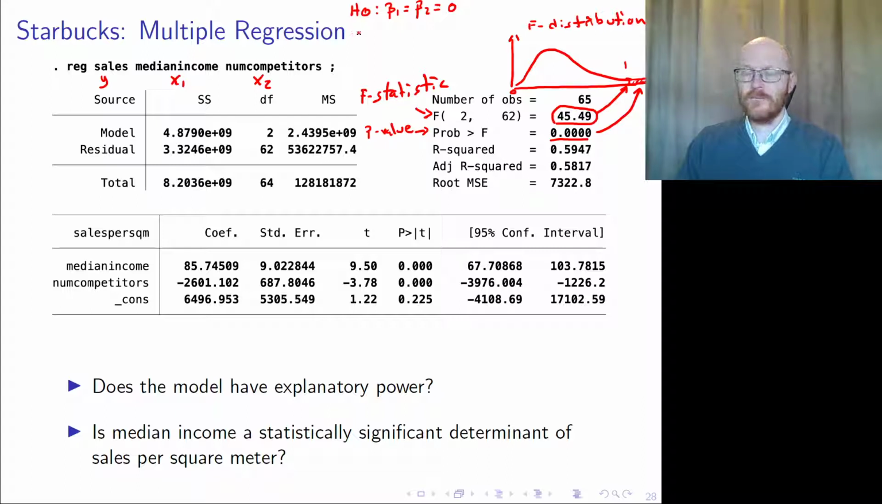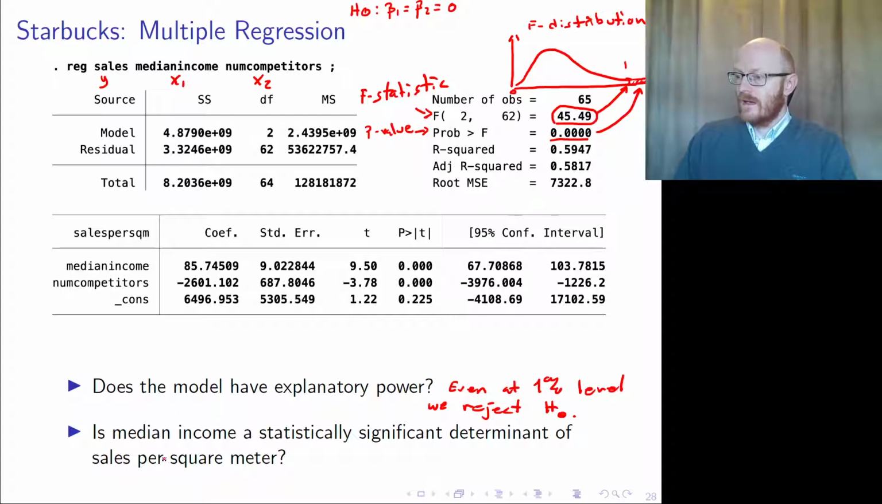Okay. And so the question here is, does the model have explanatory power? We can say yes, because even at 1% level, we reject H0. Okay.